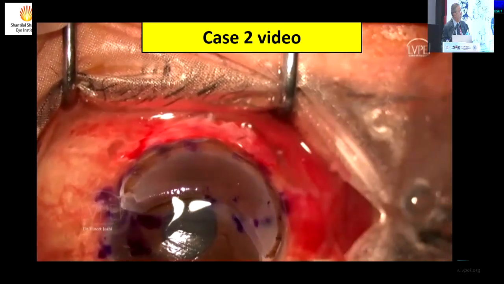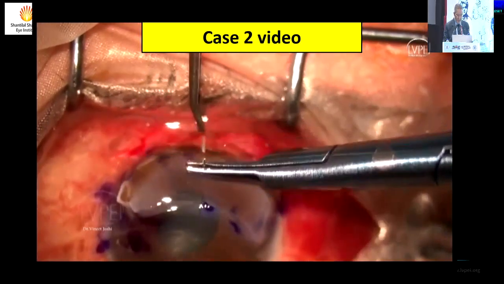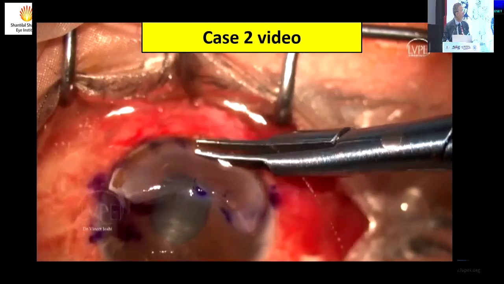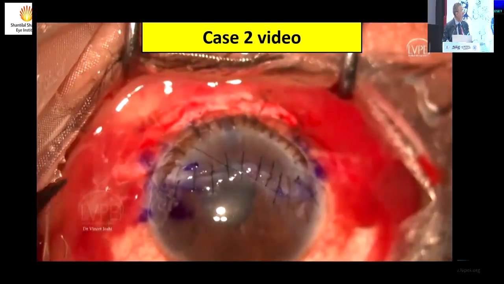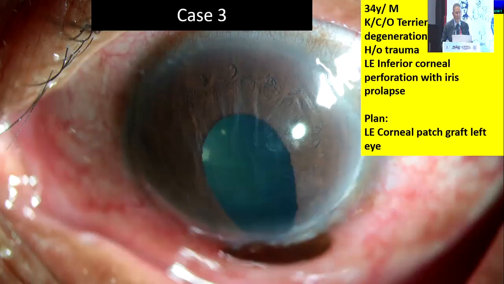This is Dr. Somasheila's video. Evidently, she's in love with that marking pen. It's from my colleague. And then the rest is tailoring. Post-op, this patient actually had 20 by 60. So it's possible to get fairly useful vision if it's in the periphery.